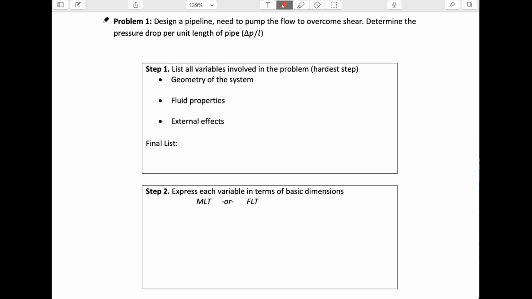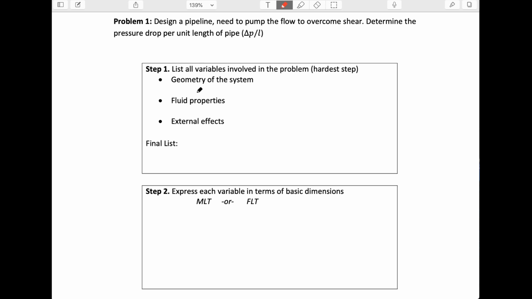What we want to do is design a pipeline. And so what I really mean there is that we need a pump that's going to overcome the shear. And really what we want to do is make this as useful as possible, and so we're going to find this pressure caused by shear, and we're going to take that pressure drop and we're going to do it per unit length. And so for any length pipe we could figure out what we need to do.